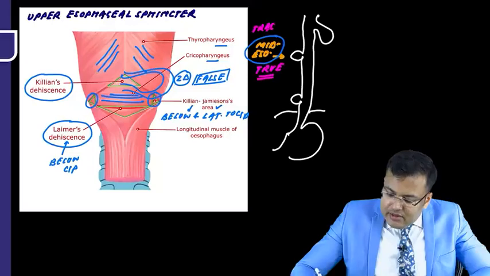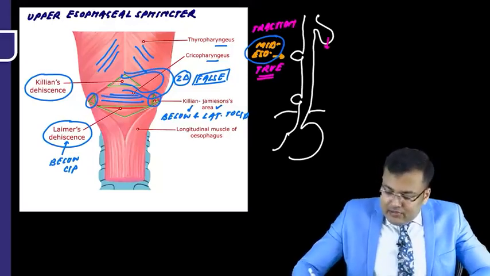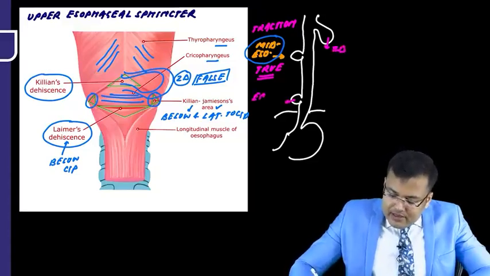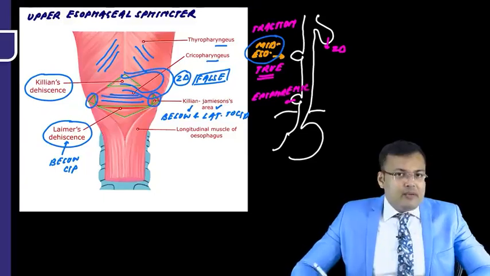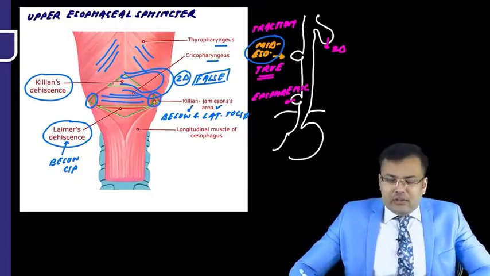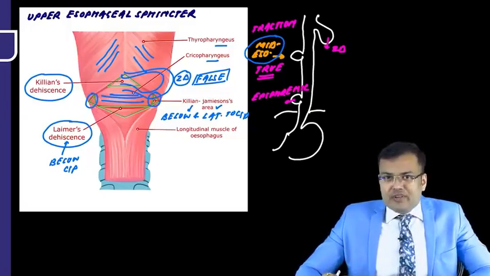What is the other name? Traction diverticulum. Second, Zenker's diverticulum, and this is epiphrenic, just above diaphragm. So Zenker's as well as epiphrenic, both of these are having only mucosa and submucosa. So these are false diverticulum. So only true diverticulum in esophagus, it is traction, also known as mid-esophageal diverticulum.